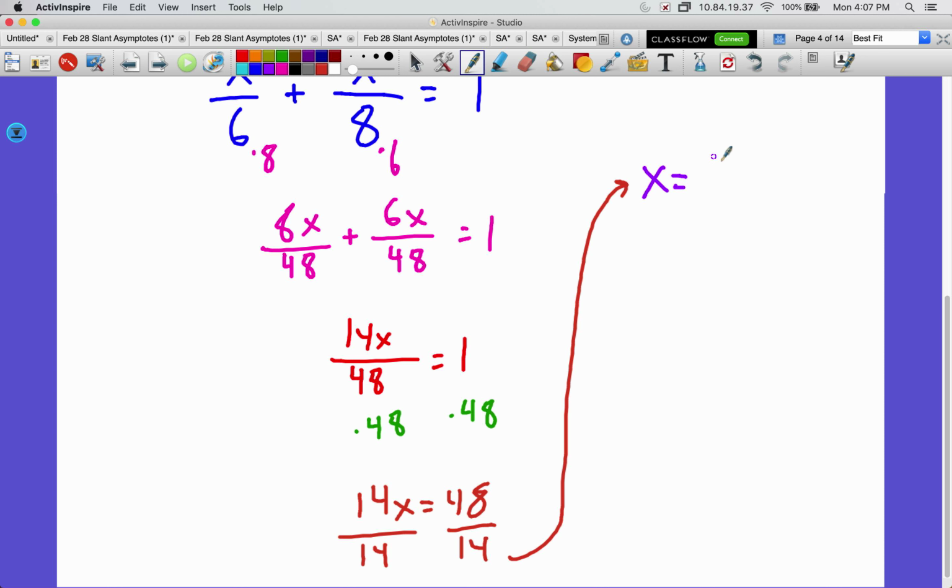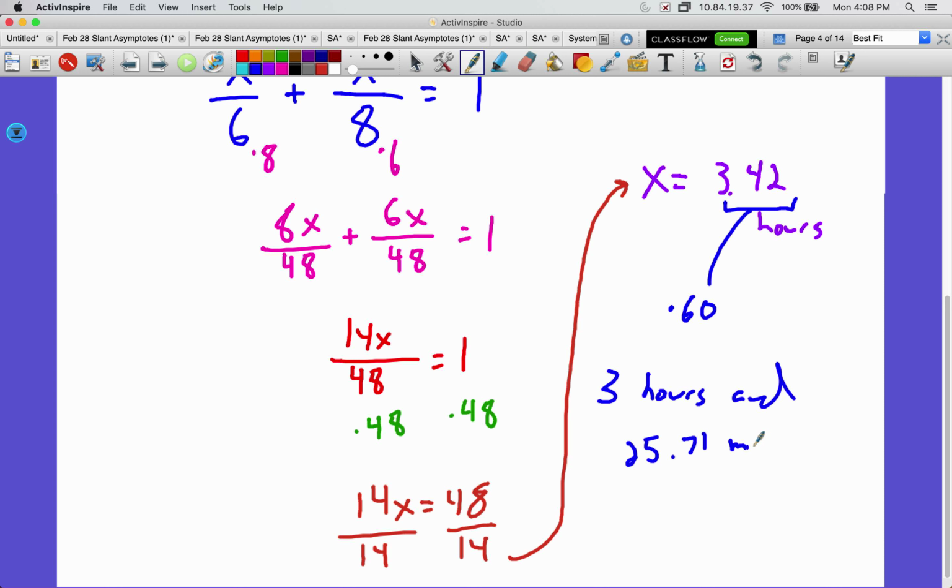or 3.42 hours. Now, a trick here is take that 0.42, just the 0.42, not the 3, and multiply it by 60. And we will get that this is 3 hours and 25.71 minutes. And you can repeat the process and take just the 0.71, multiply by 60 to get minutes and seconds, if we want to be that precise. But I think we're okay to just leave it like that. All right.